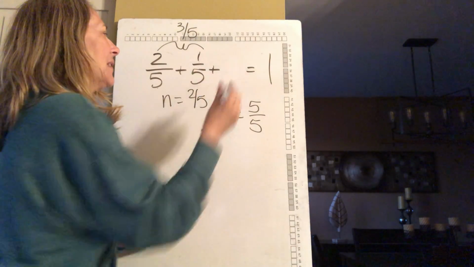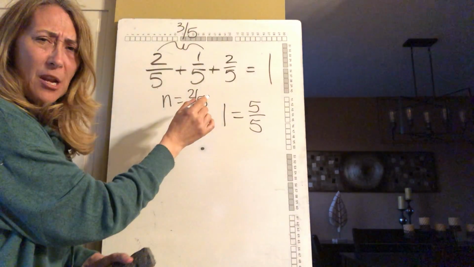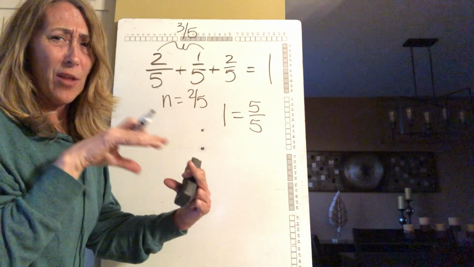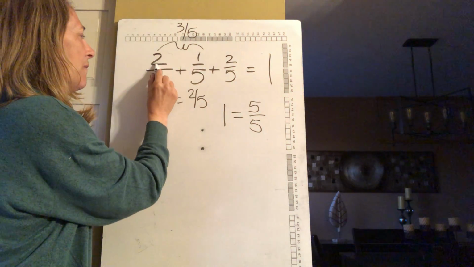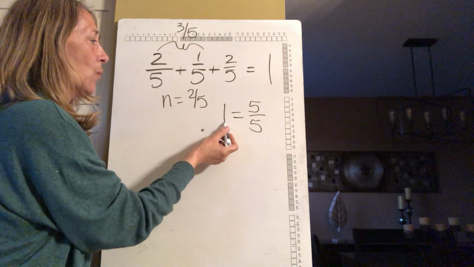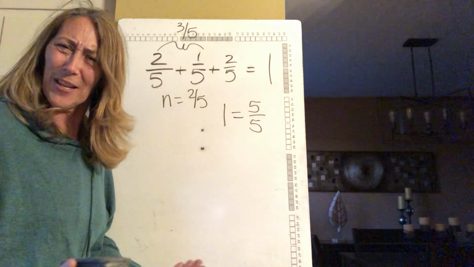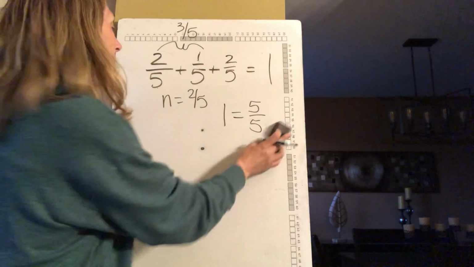I'm going to put that in there. 2/5. So now my bottom denominator stays the same. Those are all the same size pieces. I have 2 of them. 3, 4, 5. 5/5. 1 equals 5/5. It's pretty cool how that works.